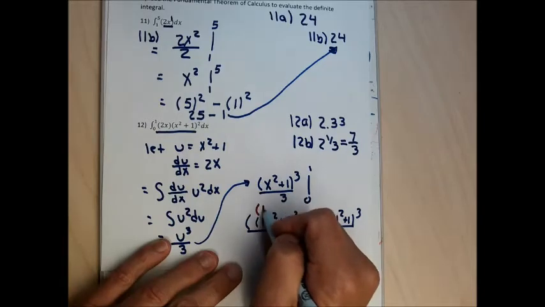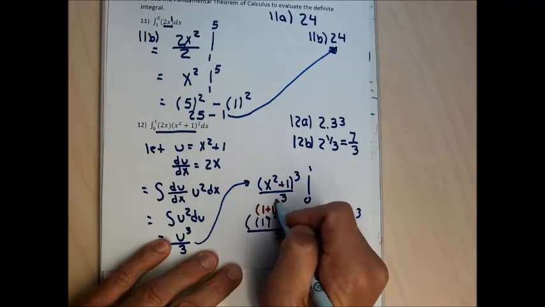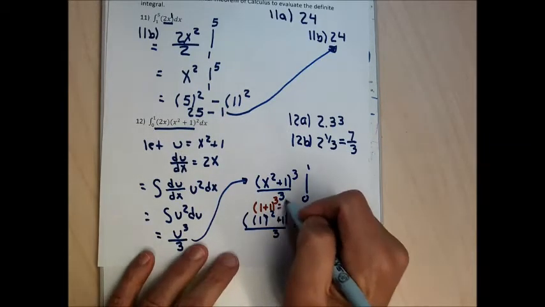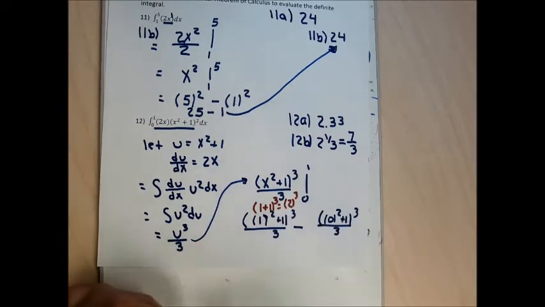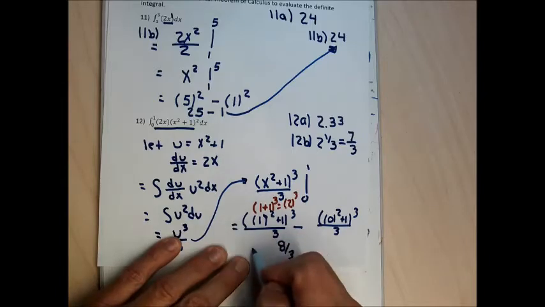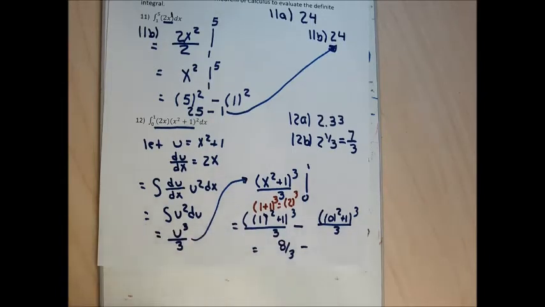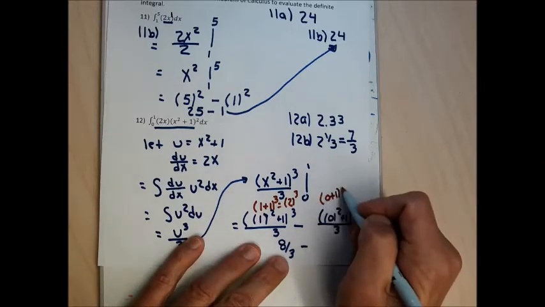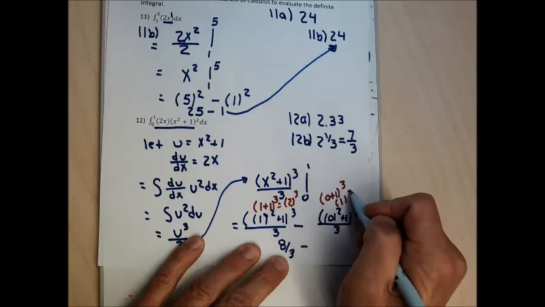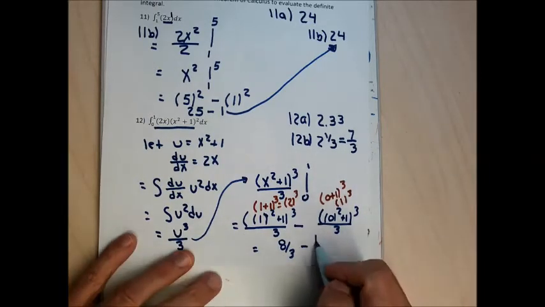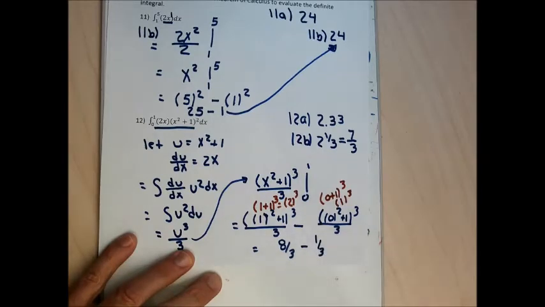The numerator of the first fraction is going to be 1 plus 1 cubed, because 1 squared is 1, so that's going to be 2 cubed. The first fraction is going to come out to be 2 cubed over 3. It's going to come out to be 8 over 3. The second fraction, I get 0 for the numerator, 0 plus 1 cubed, which is going to be 1 cubed. And the numerator of the second fraction, after I simplify it, is just going to be 1. The denominator of both fractions is going to be 3.